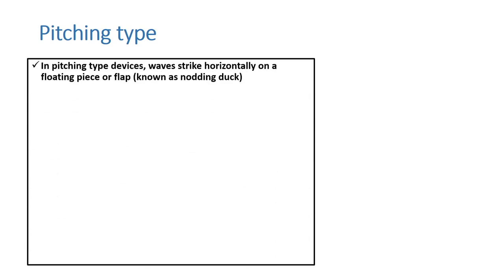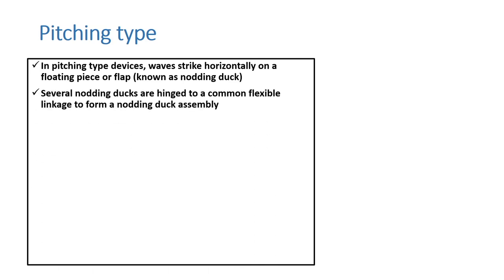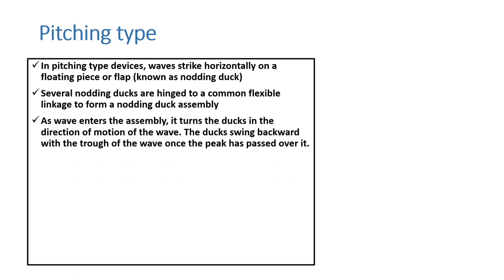We can have pitch type. So in pitching type devices, wave strikes horizontally on a floating piece or flap known as nodding duct. Several nodding ducts are hinged to a common flexible linkage to form a nodding duct assembly.